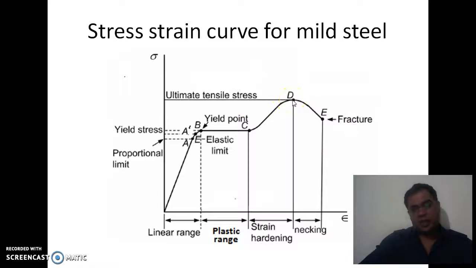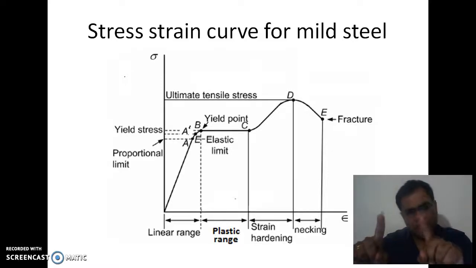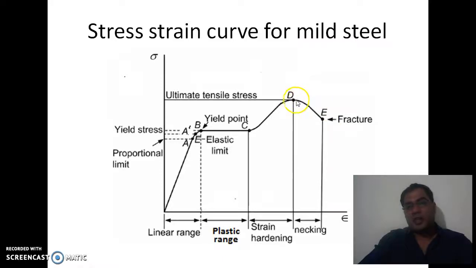Now on further increase in the load, the curve follows the path D to E. E is the point beyond D where the fracture comes. Now, what is the meaning of fracture here? On the application of the tension load, when the first crack comes in the specimen, that point is known as the fracture point, and this range D to E is known as necking.